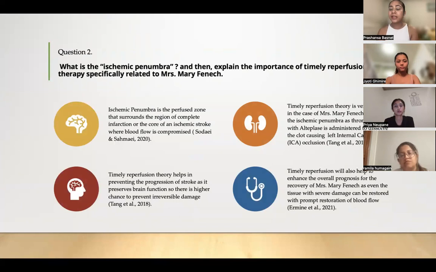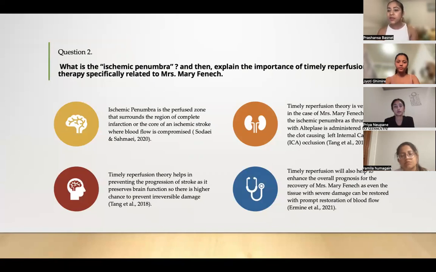In this area, the related tissue is at risk of severe damage, but it may still be able to function fully with prompt and proper restoration of the blood flow. Now, in the case of Mrs. Mary Finich, timely reperfusion therapy is very important in addressing the ischemic penumbra, as thrombolysis with alteplase is administered with the aim of dissolving the clot, which is causing the left internal carotid artery, ICA, occlusion.